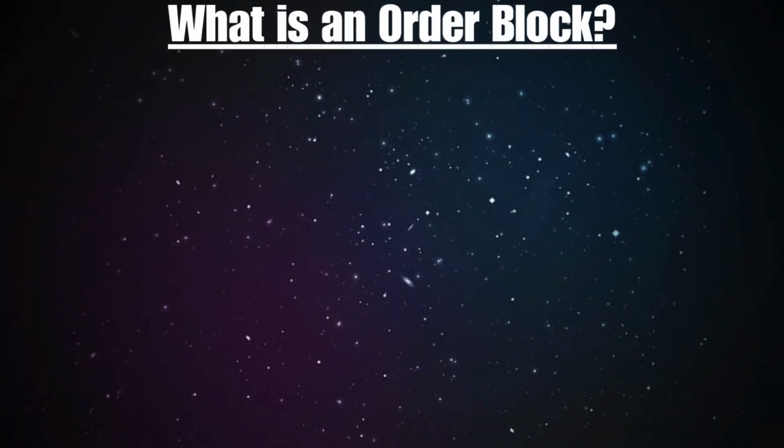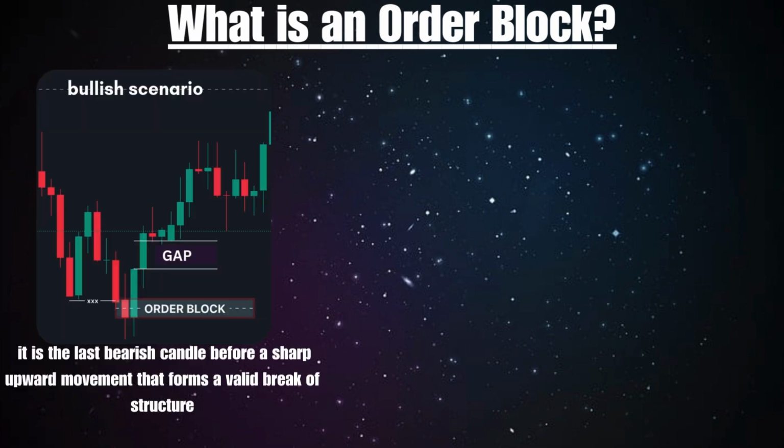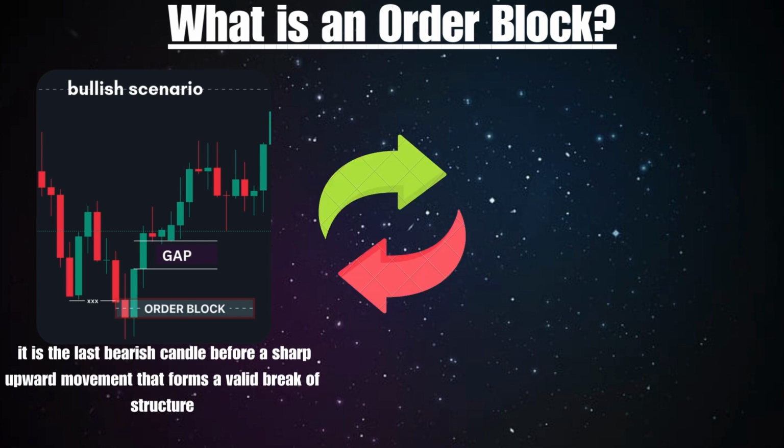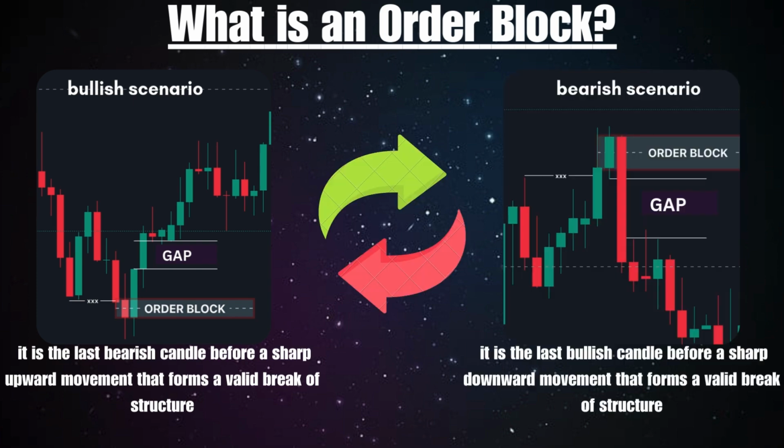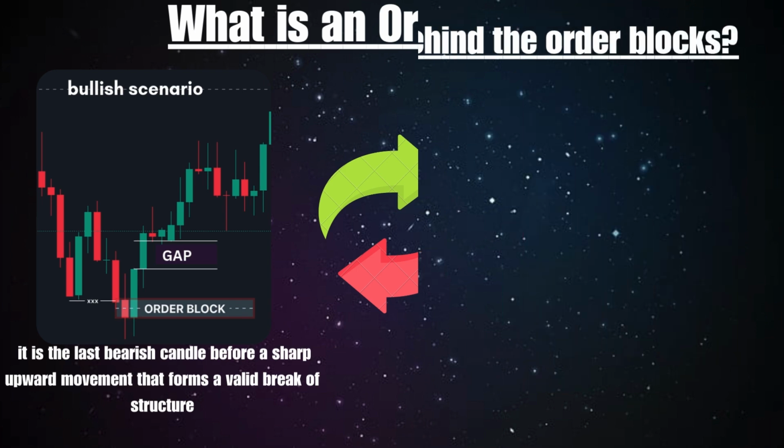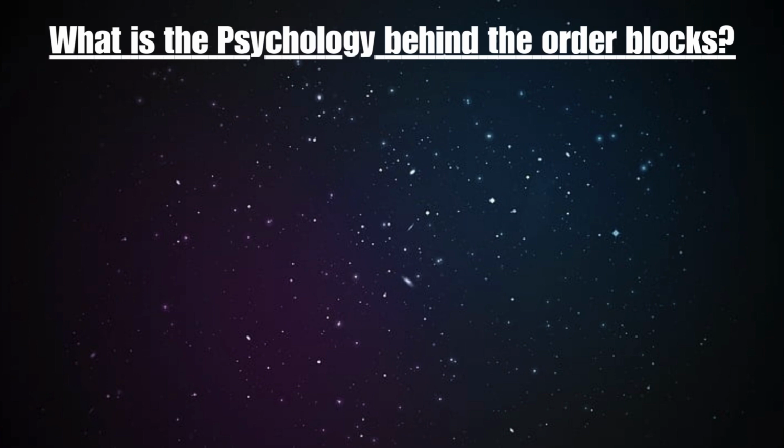What is an order block? So we have two scenarios: the bullish scenario and the bearish scenario. For the bullish scenario, it is the last bearish candle before a sharp upwards movement that forms a valid break of structure. And for the bearish scenario, it is the last bullish candle before a sharp downwards movement that forms a valid break of structure. With that said, let's move to the psychology behind order blocks.